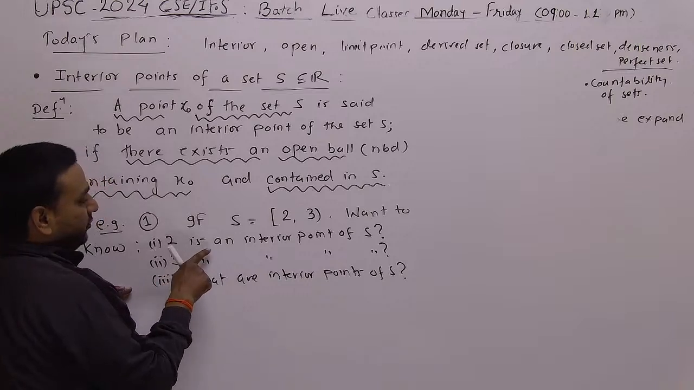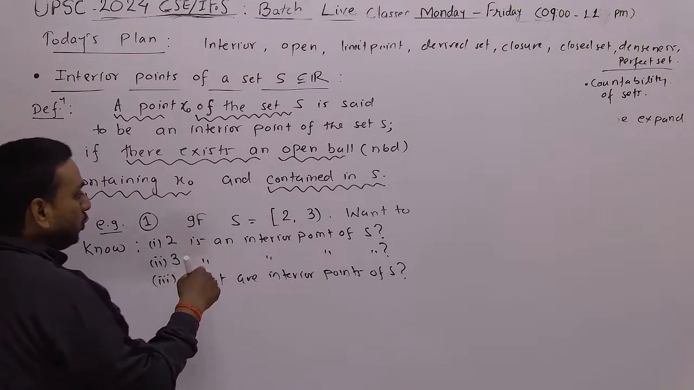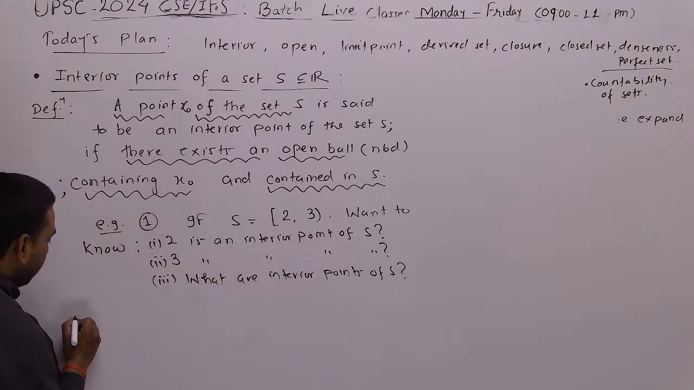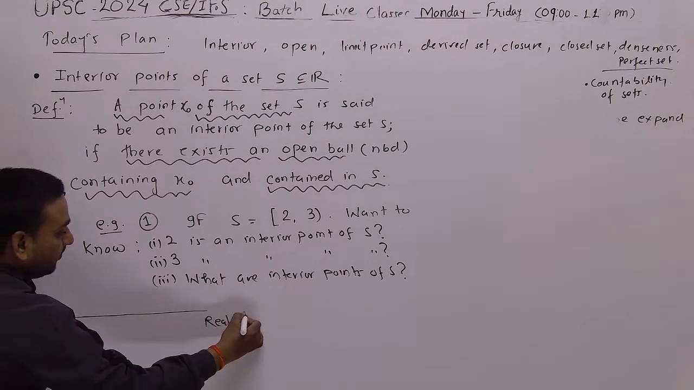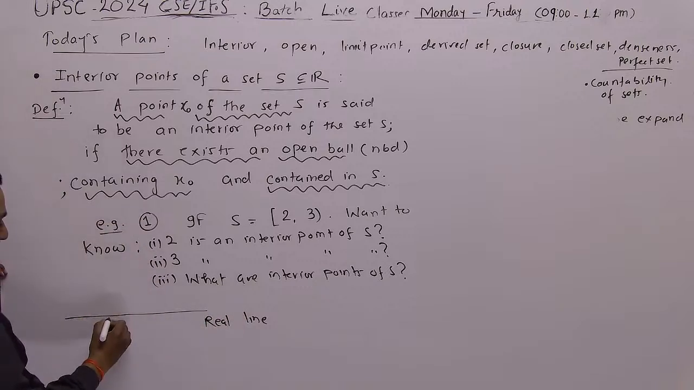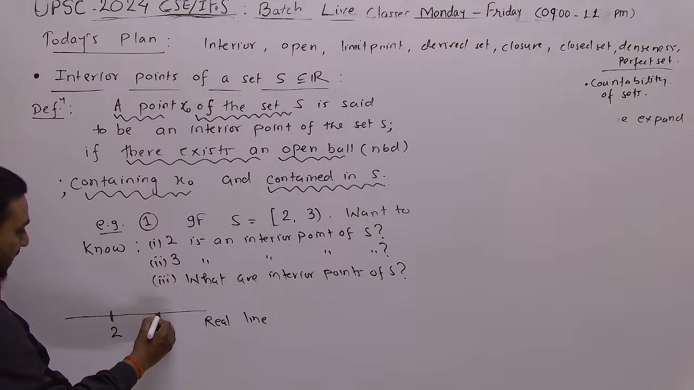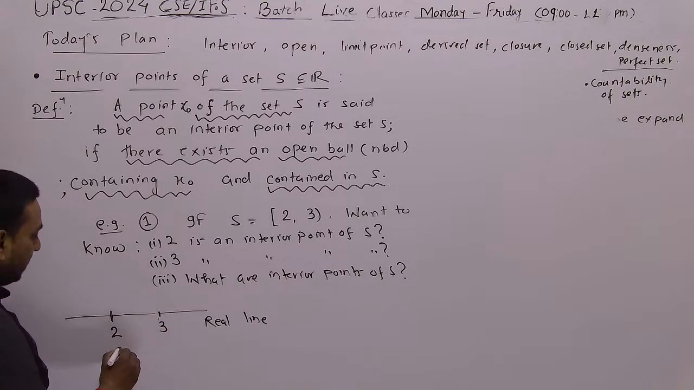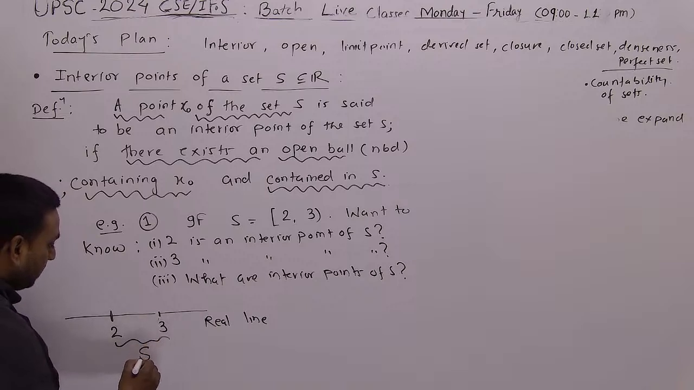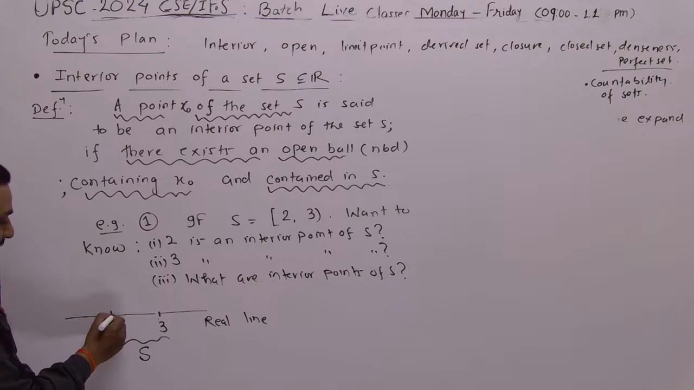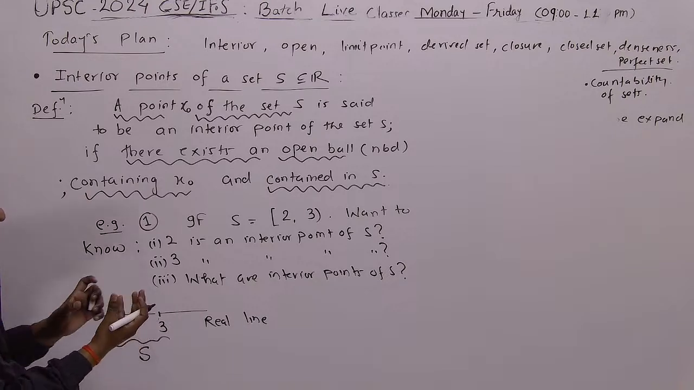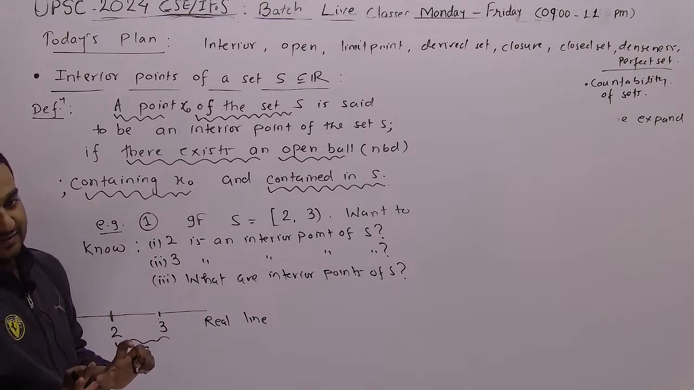If I would like to answer this question, whether 2 is an interior point of this set or not, we will draw a real line. Denote S on it. So let's say this is the point 2 and let's say this is the point 3. 3 is not included in S. So S is this, meaning whatever points are on this line, those are going to be inside the set S.